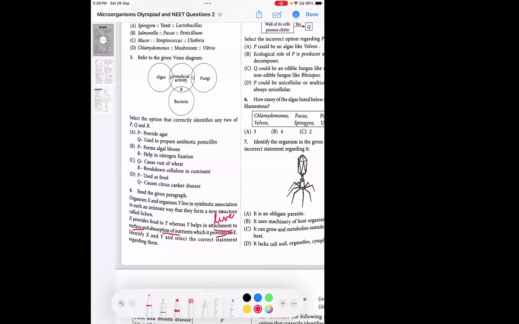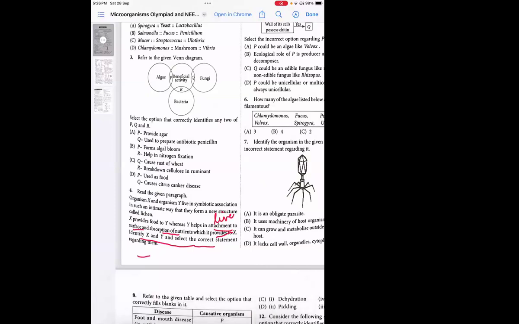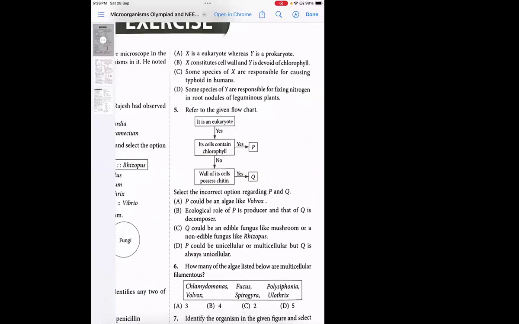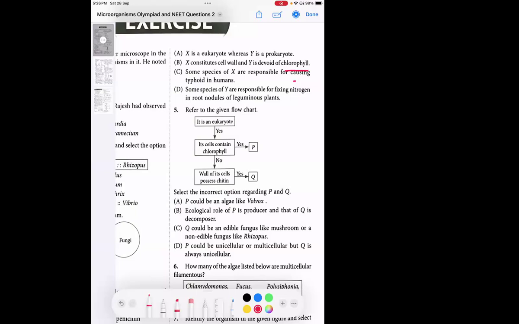Now what we should do is identify X and Y and select the correct statement regarding them. So 4 statements are given. A, X is a eukaryote, whereas Y is a prokaryote. B, X constitutes cell wall and Y is devoid of chlorophyll. C, some species of X are responsible for causing typhoid in humans. And D, some species of Y are responsible for fixing nitrogen in root nodules of leguminous plants.